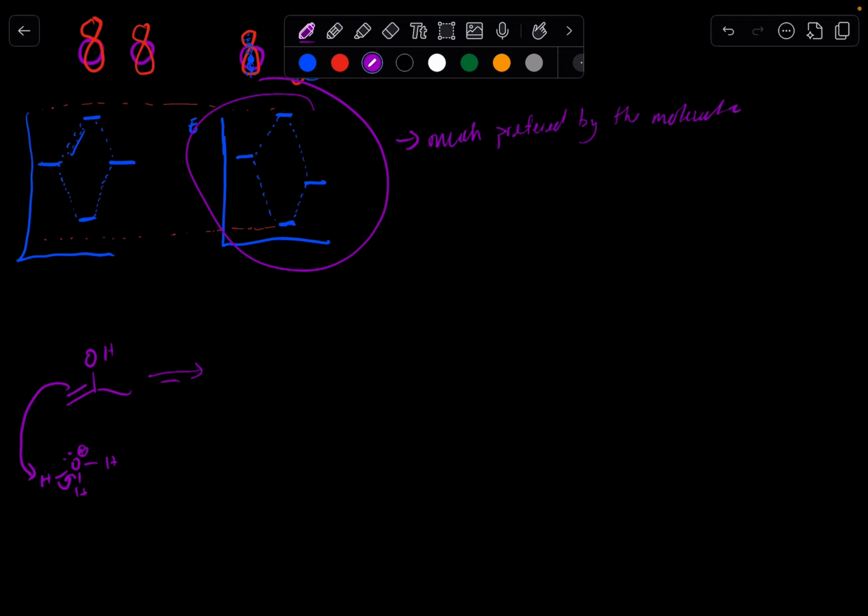And a reversible reaction, and then a water molecule is going to deprotonate this alcohol group, leading to a final product.